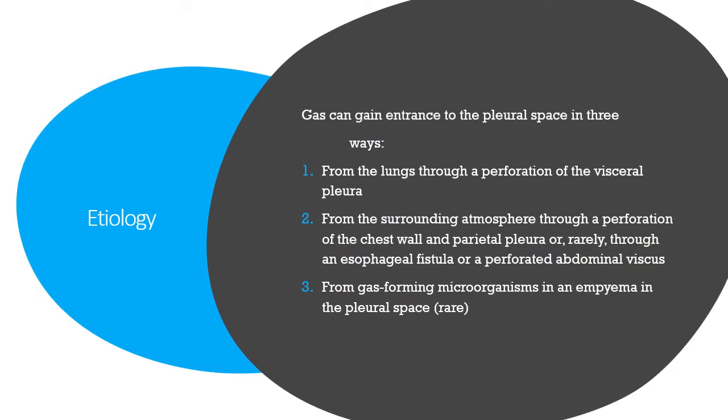Gas can gain entrance to the pleural space in 3 ways. 1. From the lungs through a perforation in the visceral pleura. 2. From the surrounding atmosphere through a perforation of the chest wall and parietal pleura, or rarely through an esophageal fistula or perforated abdominal viscus. And 3. From gas-forming microorganisms in an empyema in the pleural space, though this is rare.